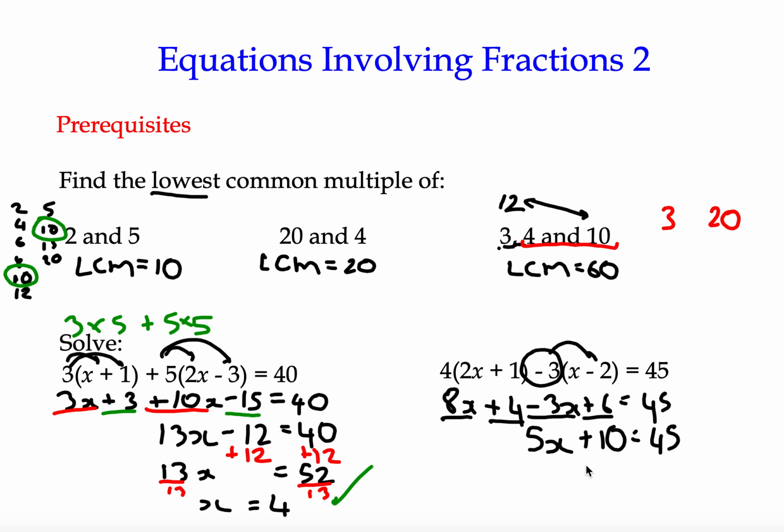And then we've got subtract 10 from both sides. 5x equals 35. Divide each side by 5. x equals 7. And if we substitute in, we can see that actually that's correct. So that's just a wee bit of prerequisites. We can go on now and check out what the first example is.